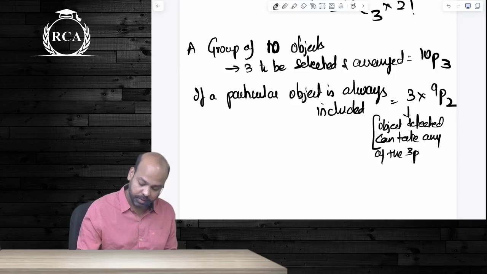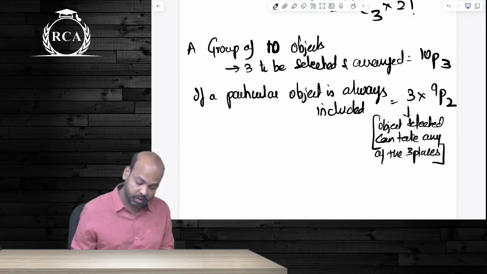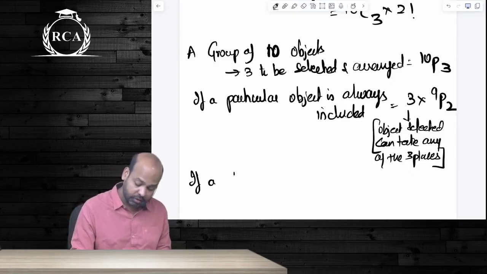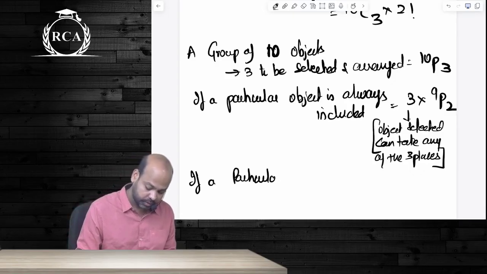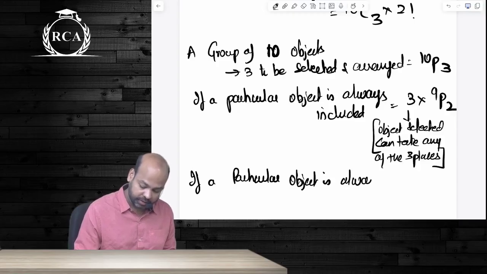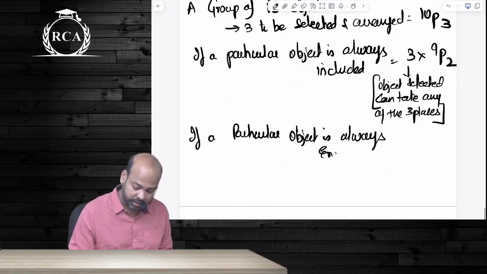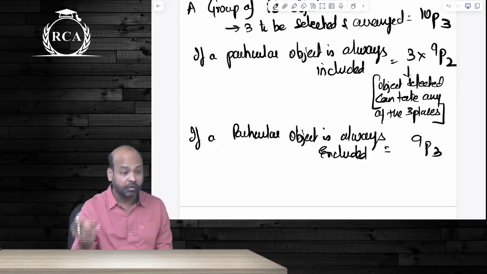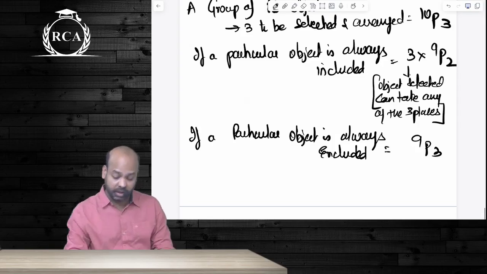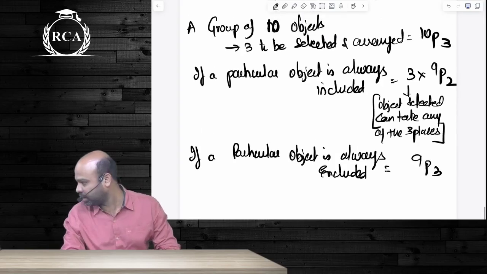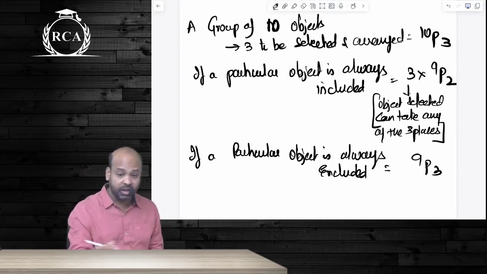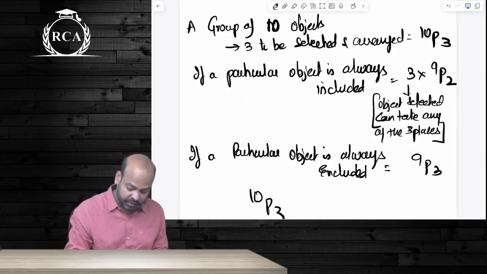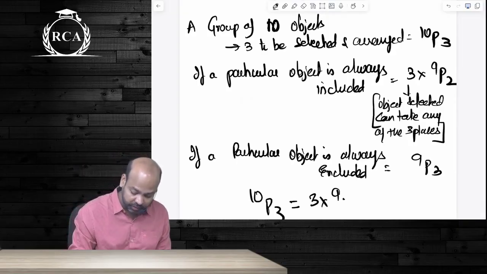Any of the 3 places. That is in how many ways, beta? 3 ways. If a particular object is always excluded, the answer will be 9P3. Out of the remaining 9 objects, you're supposed to select 3 objects. That can be done in 9P3 ways. Using these, beta, can I write total arrangements into these two groups?